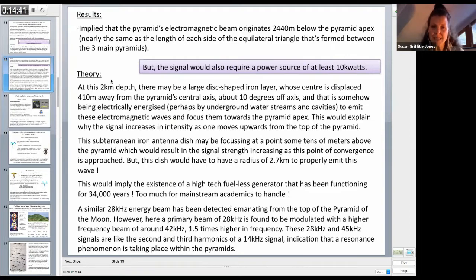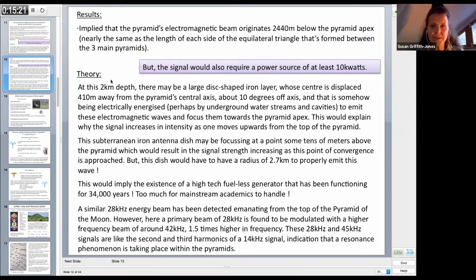But this signal would also require a power source of at least 10 kilowatts. So the question is, where would that power source be operating from? Now, his theory is that at this 2-kilometer depth, there may be a large disc-shaped iron layer. And this is where we come back to the conversation that we started about the possibility of there being an iron plate somewhere beneath the pyramid. So at this 2-kilometer depth, there may be a large disc-shaped iron layer whose center is displaced 410 meters away from the pyramid's central axis, about 10 degrees off axis.